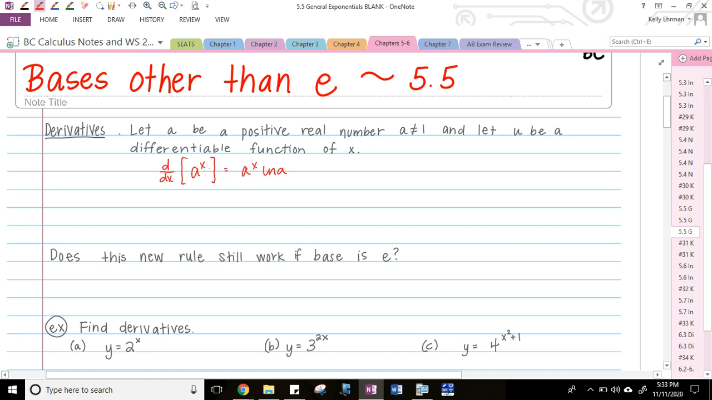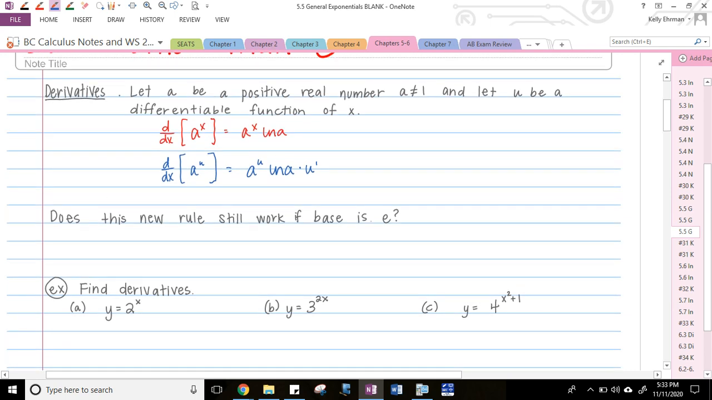What if it's not just a to the x? What if it's something more complicated, like a to the x squared, something like that? So we have the derivative with respect to x of a to the u. So u is some sort of function in terms of x. It's equal to a to the u times natural log of a, but you also have to have times u prime. Chain rule.